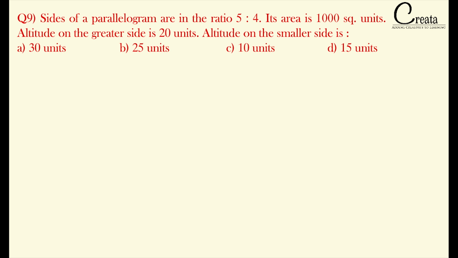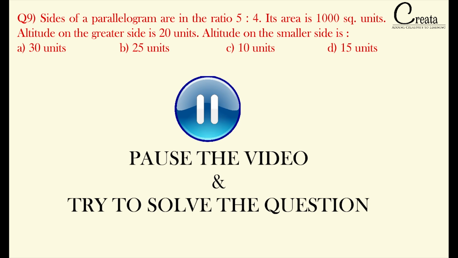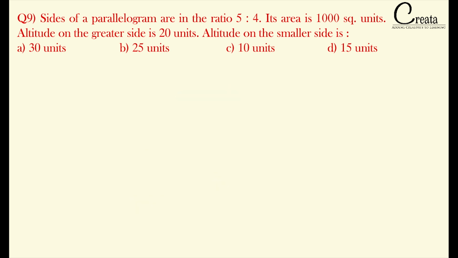The question is, sides of a parallelogram are in the ratio 5:4. Its area is 1000 square units. Altitude on the greater side is 20 units. Altitude on the smaller side is, 4 choices are given. Our first step, we will observe and visualize this question.